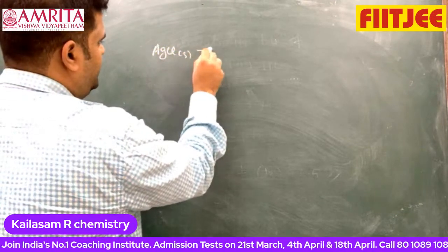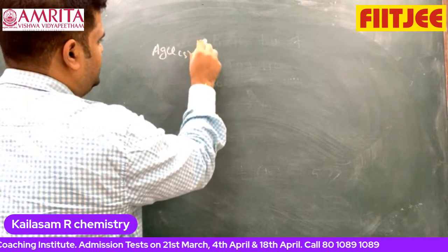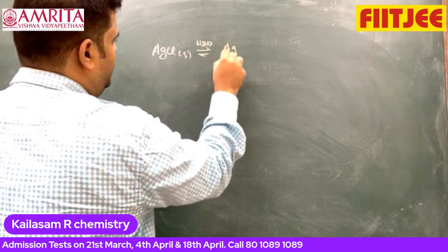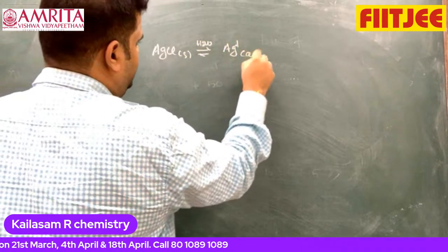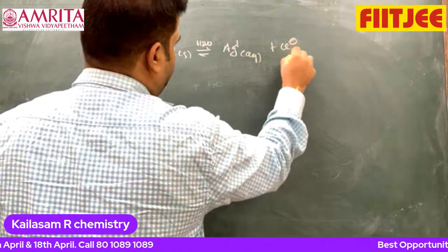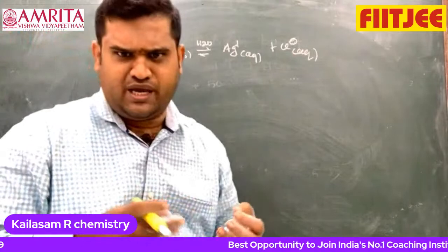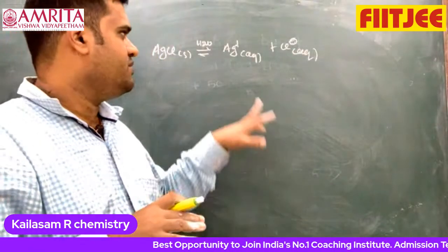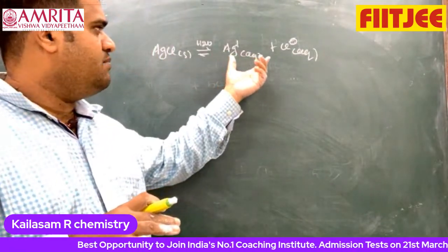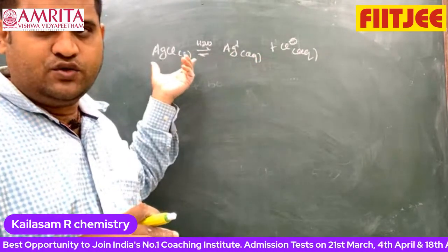Now when dissolved in water, obviously you have it as Ag+ (aqueous) and Cl- also in aqueous. Now, the question which I want to say here, please keep it in your mind: there is a dynamic equilibrium between these ions and the undissociated solid.